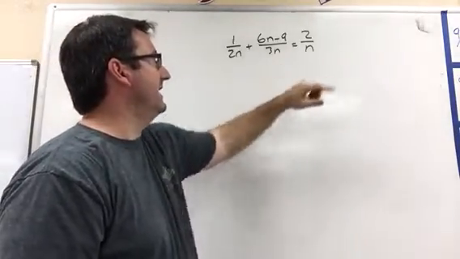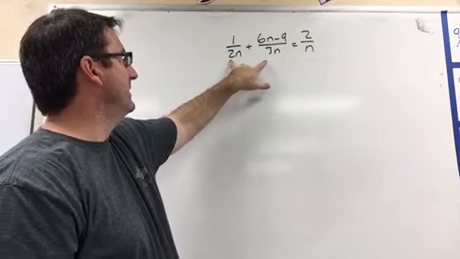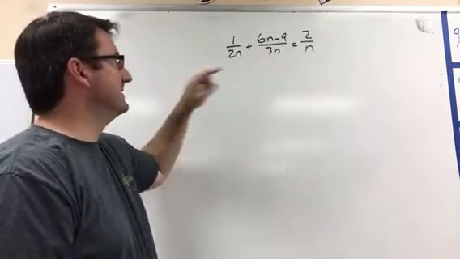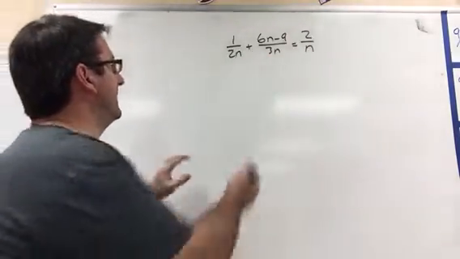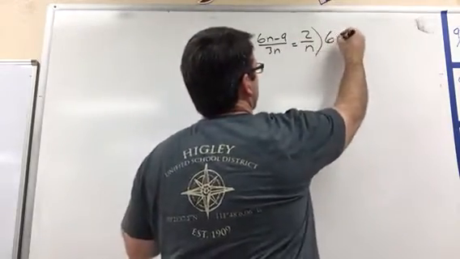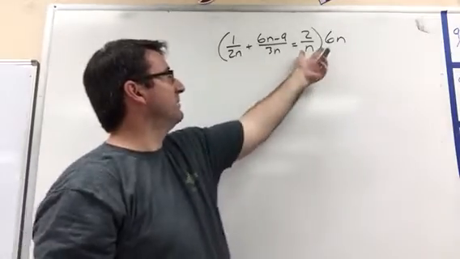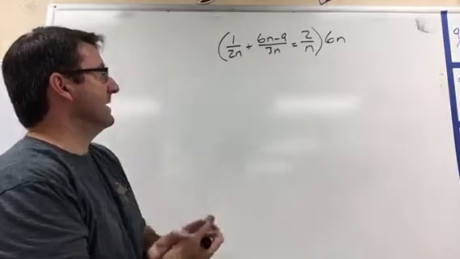We know we've got to have an n in there. There's an n in every one of these. And we know that 2, 3, and 1 are all going to be factors of 6. So multiply this entire thing by 6n. And we're allowed to do that because we're multiplying both sides of the equation by the same number.